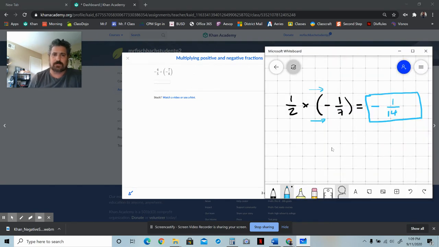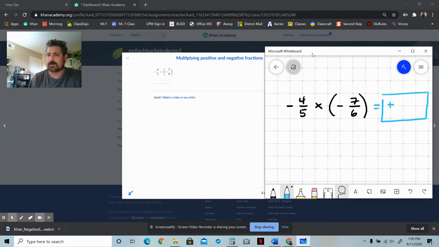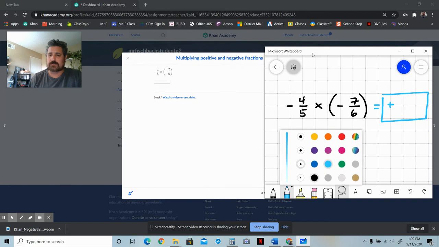Okay, next up, we're going to do the next multiplication. It says negative 4/5 times a negative 7/6. The first thing you're going to do is decide what your sign is going to be. A negative times a negative is a positive. When the signs are the same, the product is positive. So we know the answer is positive. Put a positive in a box. Now we can ignore the sign.